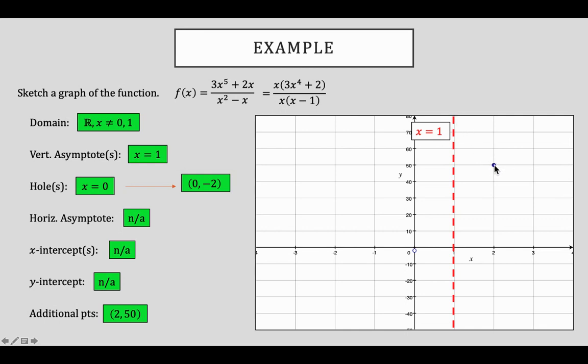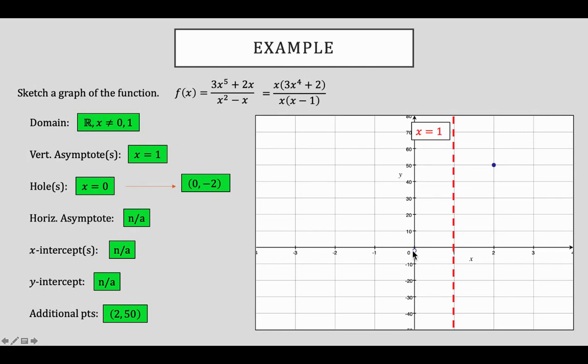Now, as I move to the right of this point at (2, 50), I have one option. The graph can't go down because it can't cross the x-axis. It can't approach a horizontal asymptote anywhere because there is no horizontal asymptote. So if it's not going down and it's not approaching a single number, my only other option is for the graph to go up. All right, so this is what my graph would look like in this portion of the sketch.